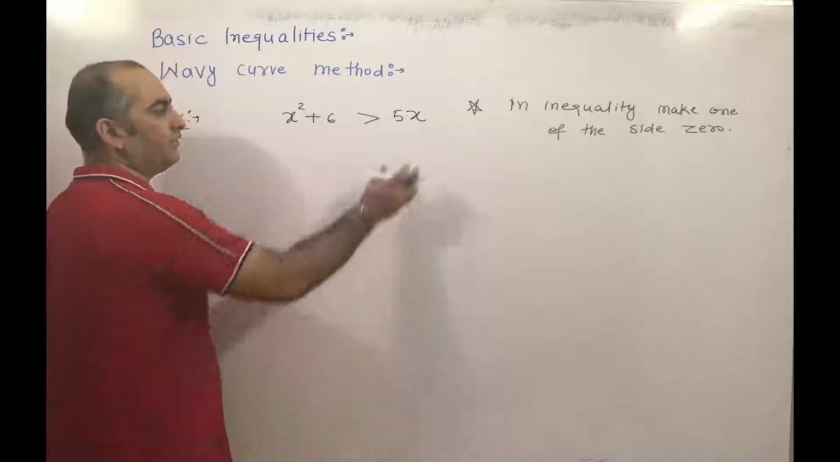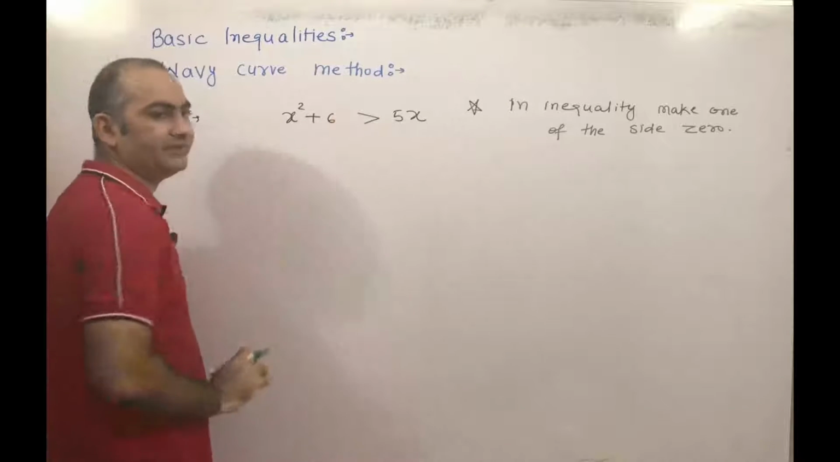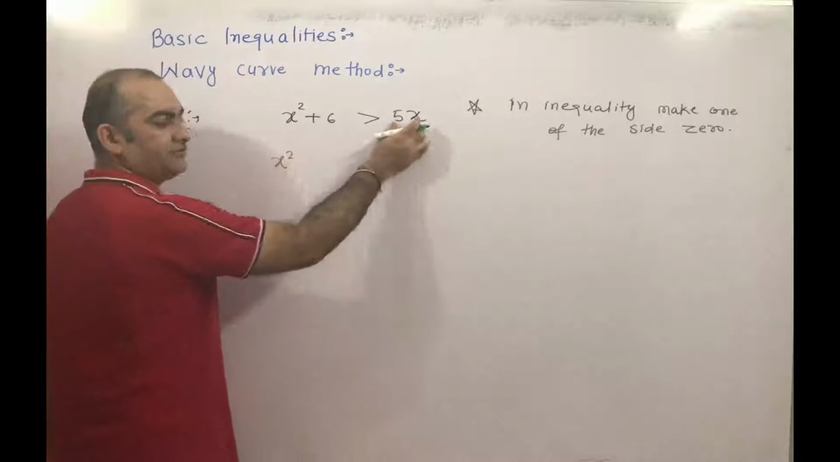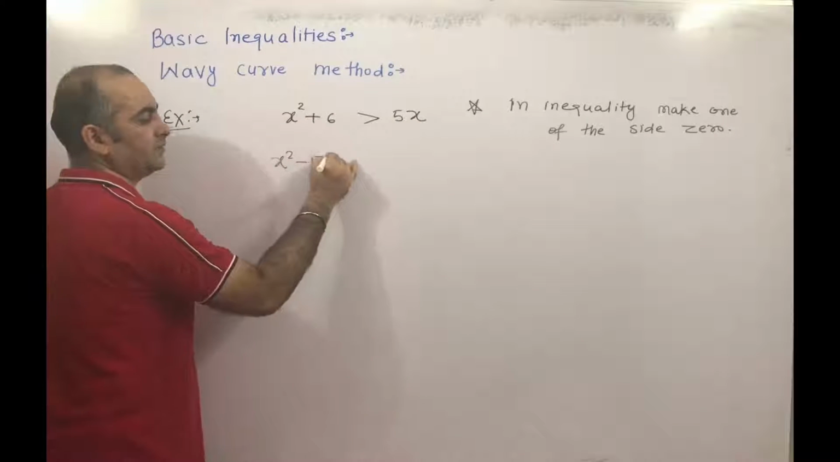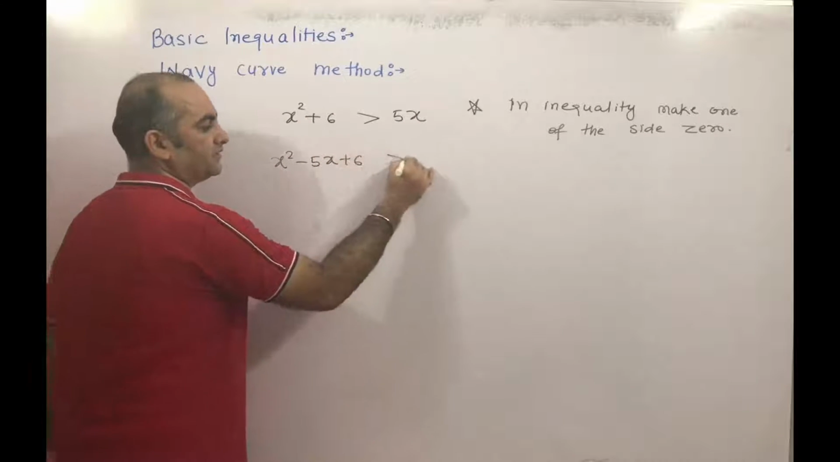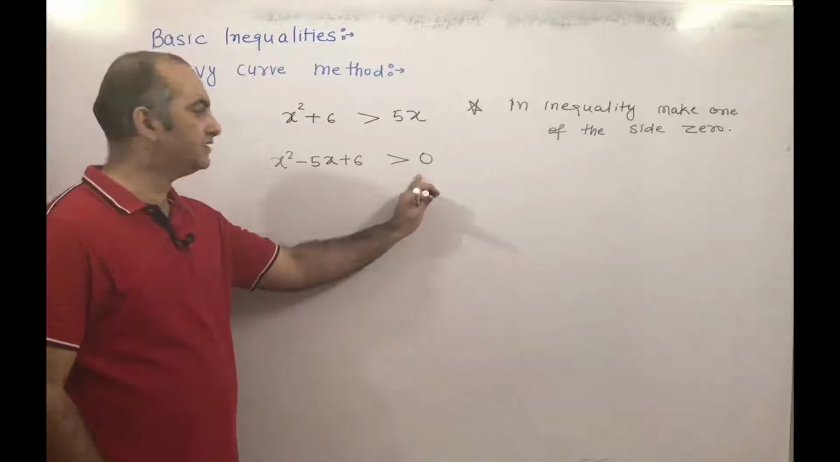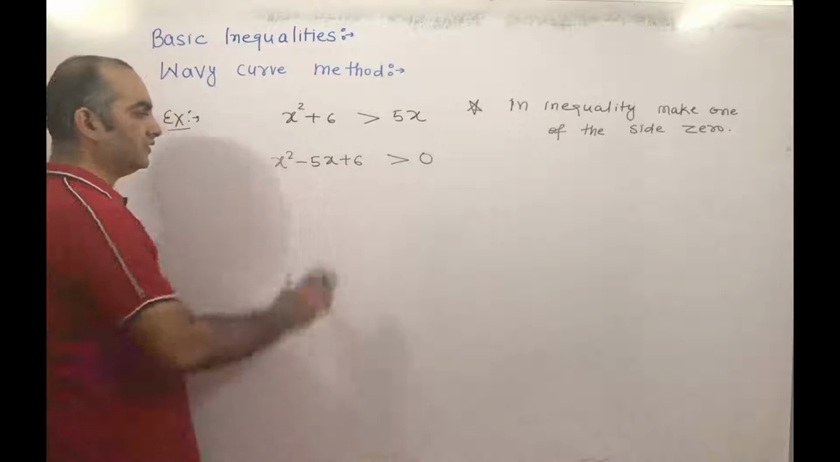You will take 5x to this side. If you take 5x to the left hand side, what will come? X square, minus 5x, plus 6 is greater than 0. So first we are making one of the sides 0. So the right hand side is 0.